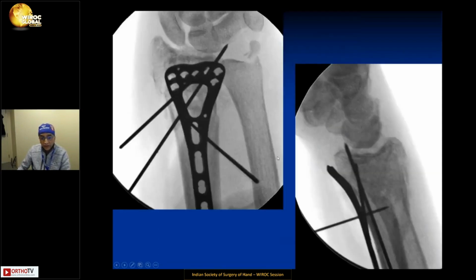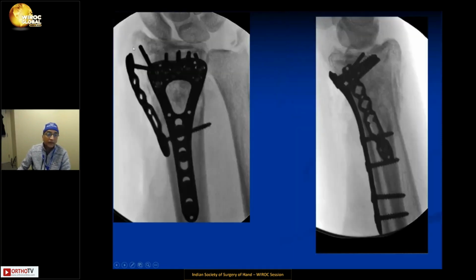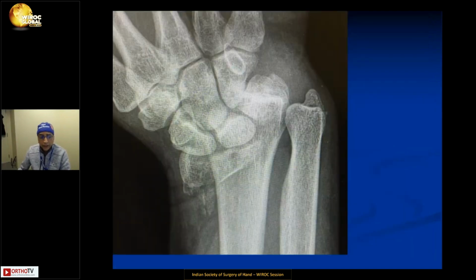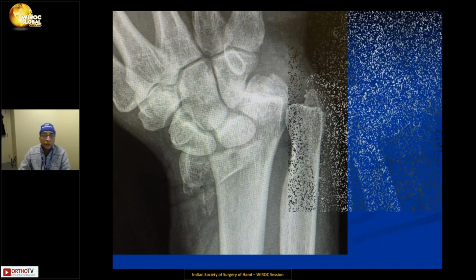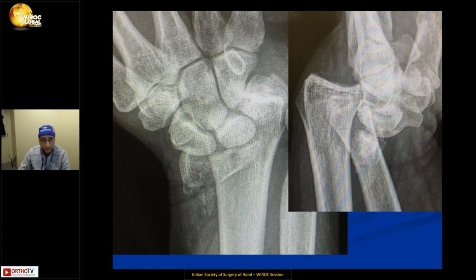So in addition to a monoblock plate, I added a radial column plate. And you can see you can place it right through the same exact incision on the volar side. You restore good articular surface here, as well as in the lateral view. Now, this is a unique pattern. You could call this a volar radiocarpal dislocation or an extreme version of a volar Barton.